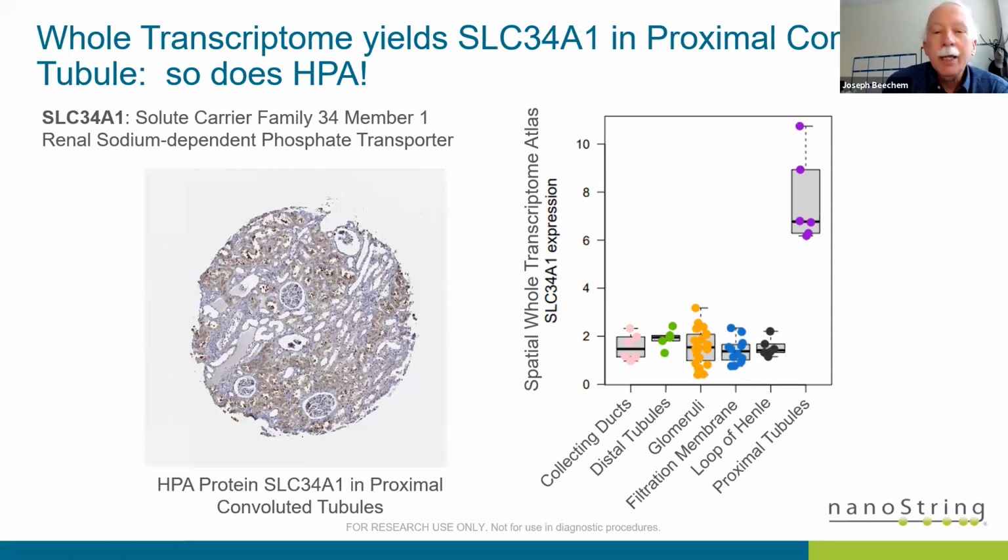Here's another example. This is some other protein, SLC34A1, solute carrier family 34 member 1, whatever that thing is. You can see that it showed up in the HPA only in the proximal convoluted tubules. So I go over to the whole transcriptome data that we're doing and plot out that particular gene. You can see it's nowhere until I hit the proximal tubules, and then it pops up. So I think this was kind of a fun one for me.